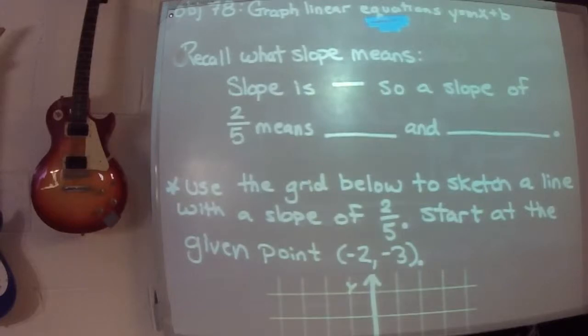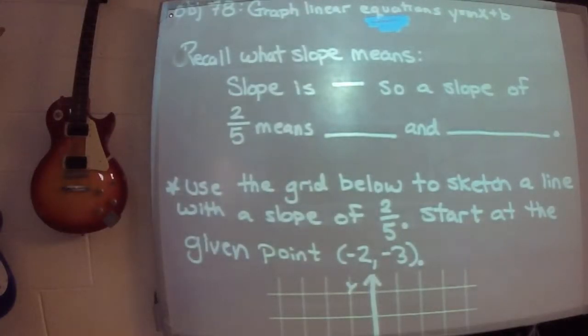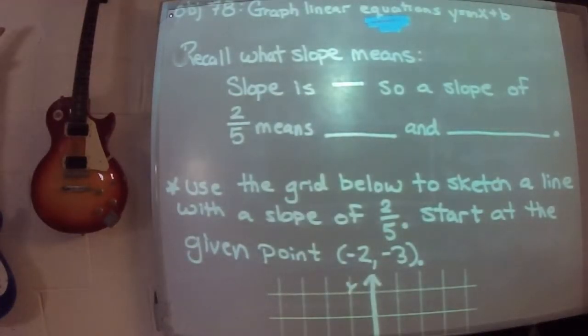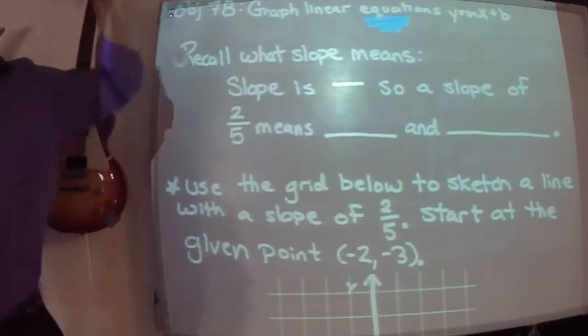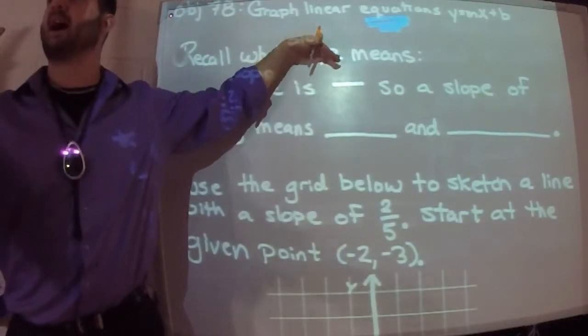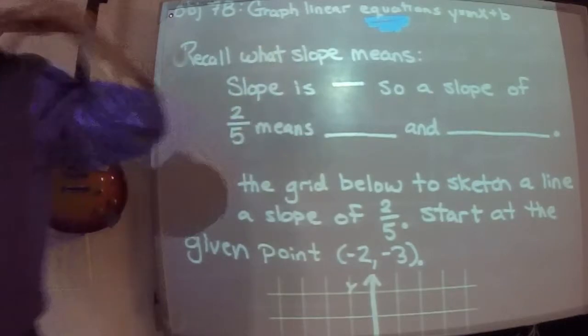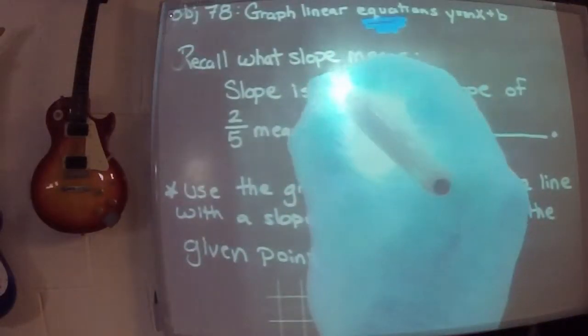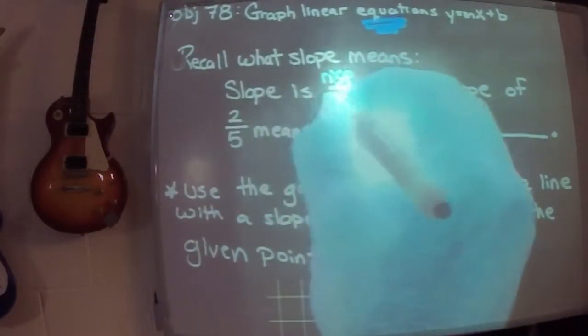What did we say slope was? What does slope mean? Slope means rise over... What does it mean in the real world? Steepness. It's how steep something is. And when we say it as a fraction, slope is rise over run.